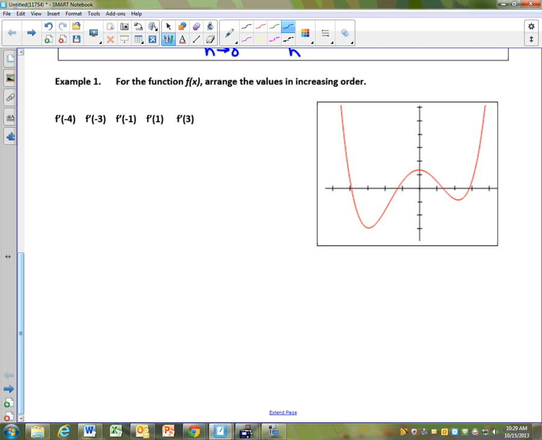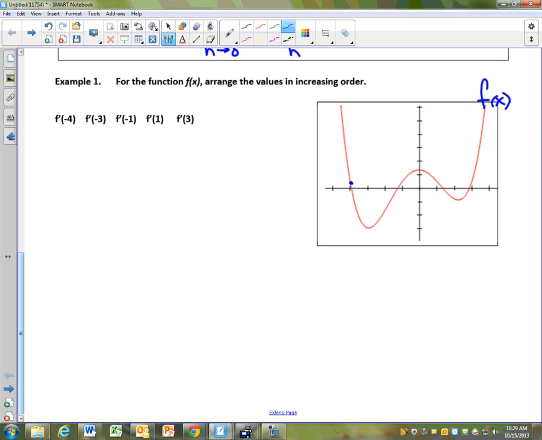Okay? And so, here we go. For the function f of x, arrange the values in increasing order: f prime of negative 4, f prime of negative 3, f prime of negative 1, f prime of 1, and f prime of 3. So this is my function, f of x. You might say, well, Mr. Gens, I don't know the exact value. Great, it doesn't tell you to find the exact value. It says estimate it and put it in order. So f prime of negative 4, look at negative 4. Right here is the slope.